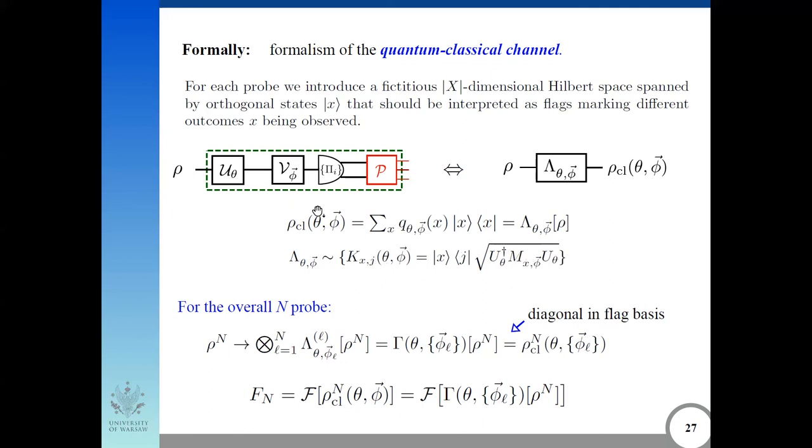Okay. This is just for one copy, and if I have n copies of this, then of course this is a product of these quantum classical channels. Let me just call it capital gamma. In particular, because of them being diagonal in this flag basis, the parameter doesn't depend on the eigenvectors, so the quantum Fisher information is exactly the classical Fisher information of the eigenvalues, which in this case is exactly the classical Fisher information of our case here.